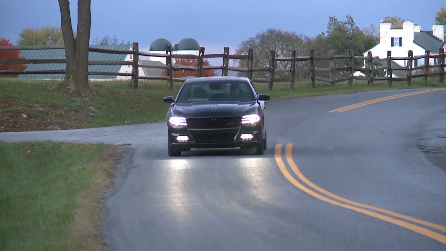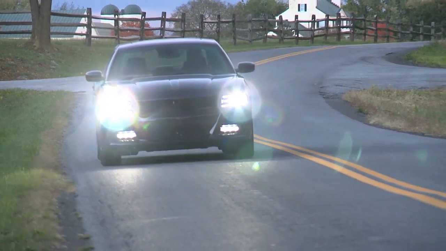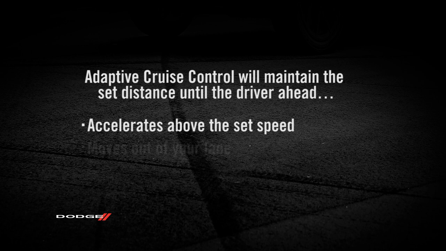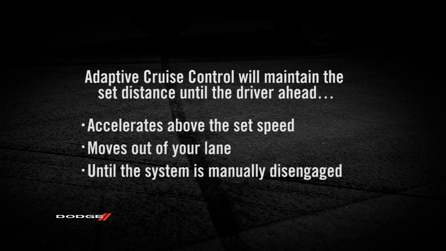You'll see the Sensed Vehicle Indicator icon in the instrument cluster. The system will maintain the set distance until the driver ahead accelerates above the set speed or moves out of your lane, or until the system is manually disengaged.